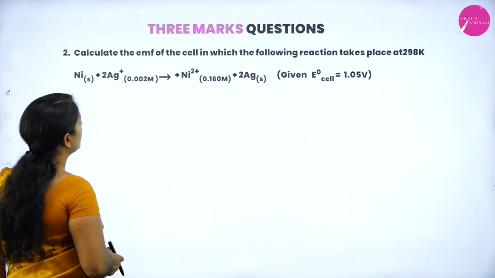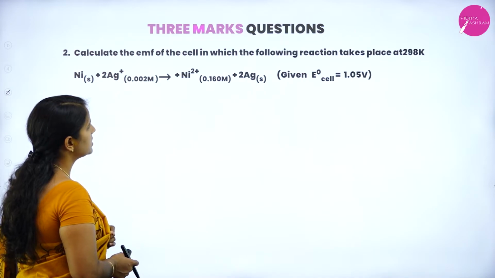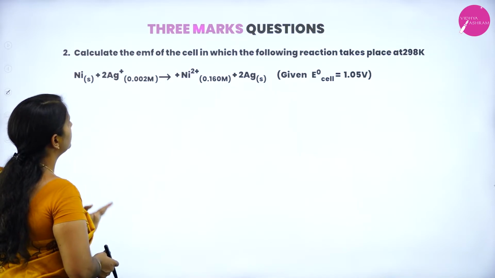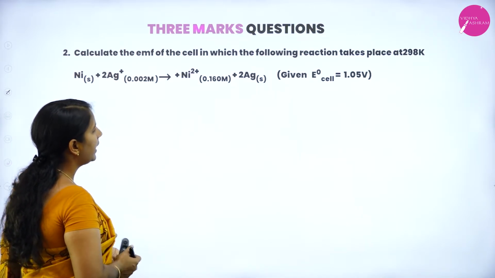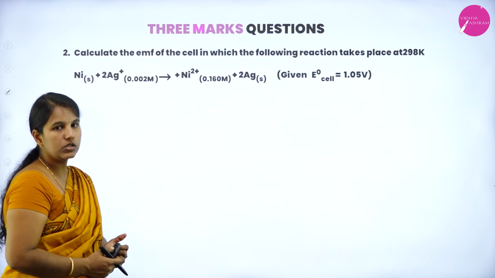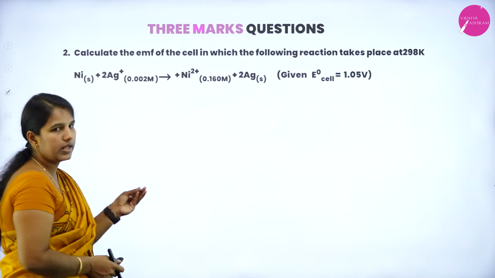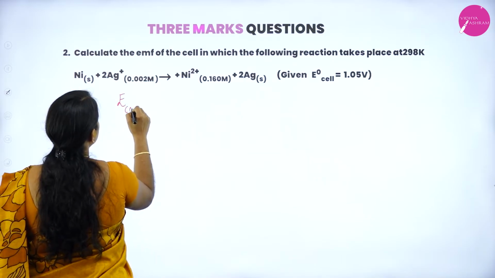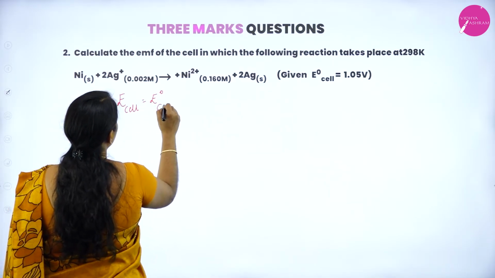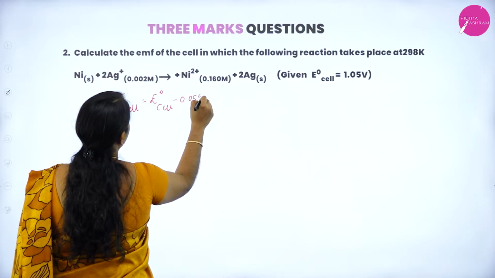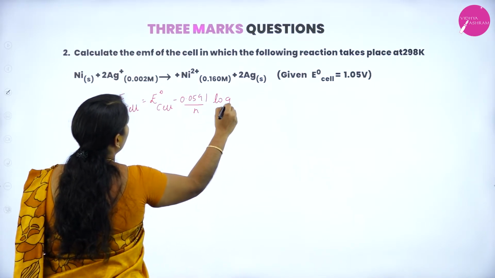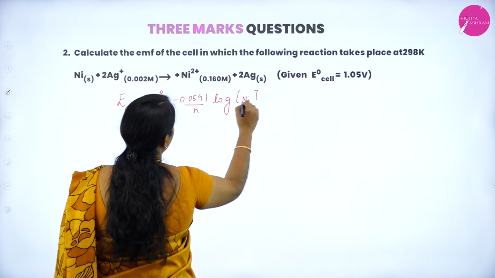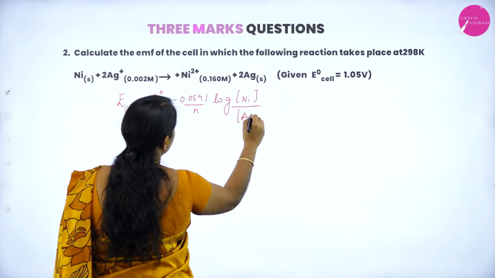Next, calculate the EMF of the cell for the following reaction which is taking place at 298 Kelvin. They have given nickel and silver, which undergo oxidation and reduction, and the E0 of the cell is also given. So finally you have to calculate the EMF of the cell. We know that the EMF of the cell is obtained by a specific equation: E cell is equal to E0 of the cell minus 0.0591 divided by n into log of the concentration of nickel divided by the concentration of silver.